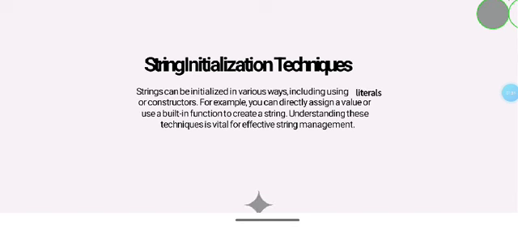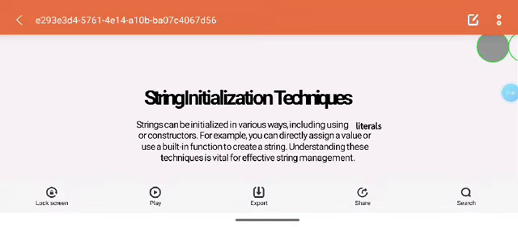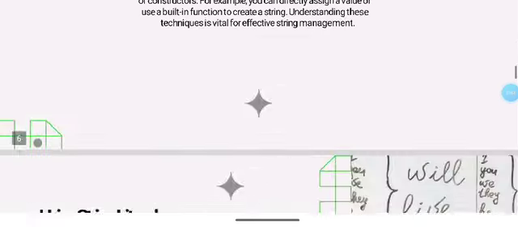String initialization techniques. Strings can be initialized in various ways, including the use of literals or constructors. For example, you can directly assign a value or use a built-in function to create a string. Understanding these techniques is vital for effective string management.